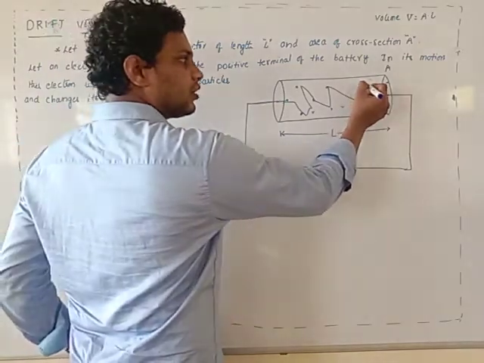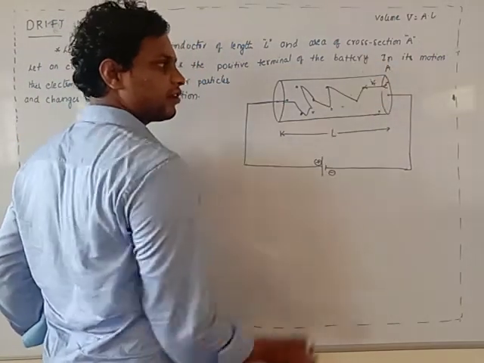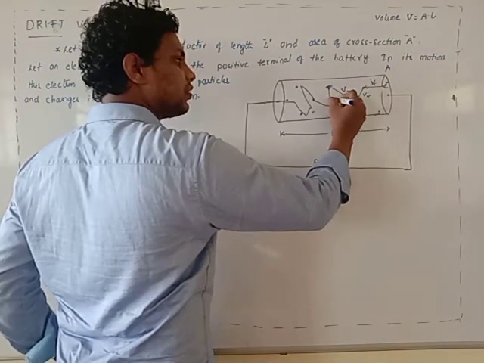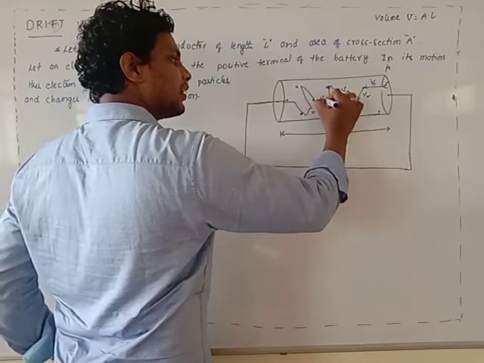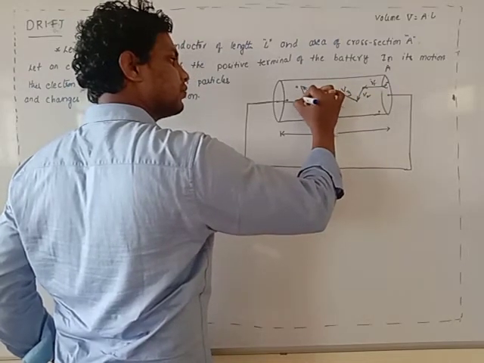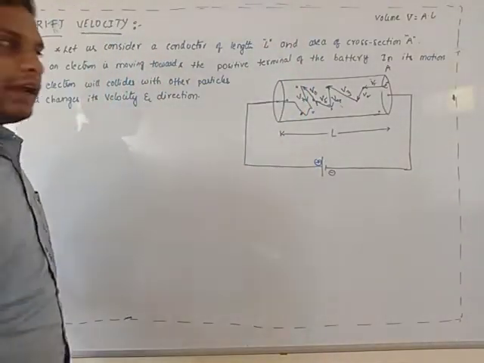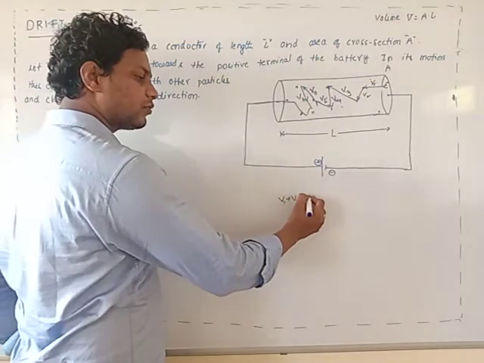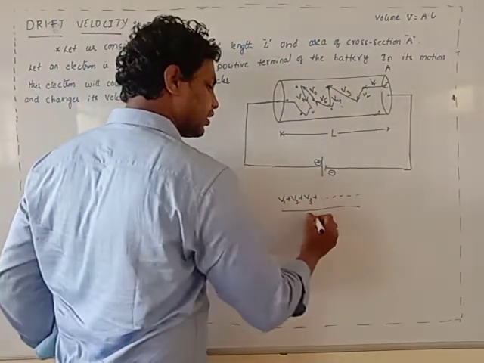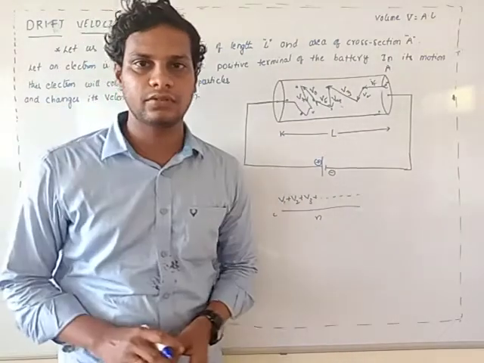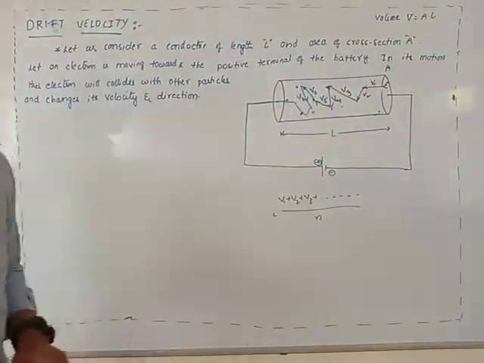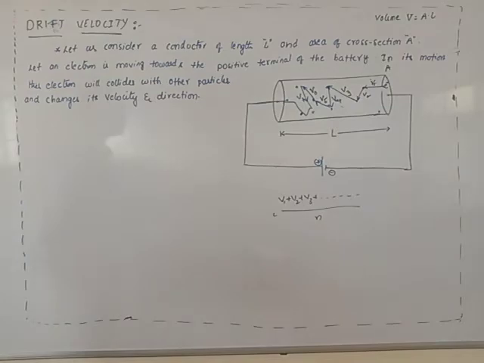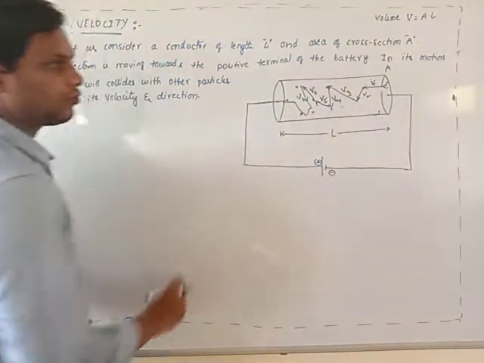Now, let us say for the first collision I will take the velocity as v1, for this collision velocity v2, for this v3, for this v4, v5, v6, v7 and so on. If I take the average of all these velocities, that is v1 plus v2 plus v3 and so on divided by n, that is nothing but the average velocity of all these electrons. So the average velocity of an electron inside the conductor is taken as the drift velocity.